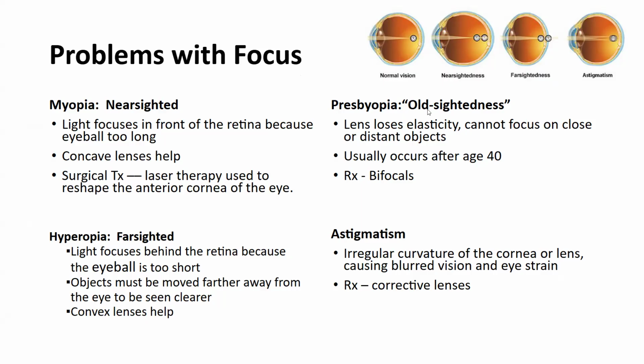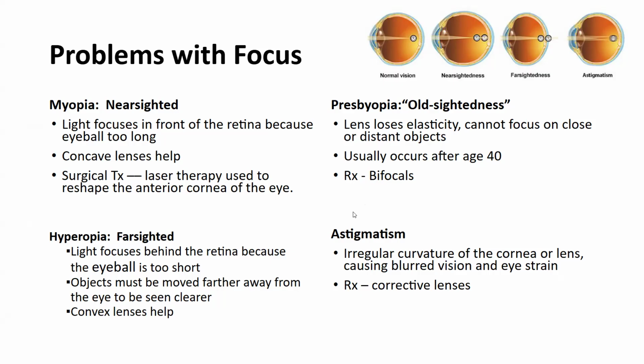And then we have our presbyopia. This is going to be old-sightedness. This is going to be when lenses lose elasticity and cannot focus on close or distant objects. This usually occurs after the age of 40, and this is where people usually get bifocals so they can see near and far.